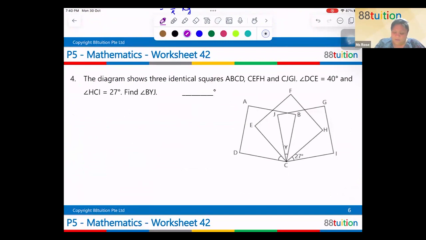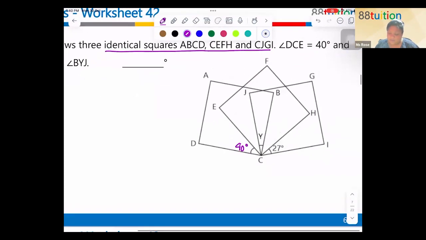Okay, now take note, they are all identical squares. So all these are identical squares, so this is your 40. I'm just going to enlarge this so that you all can see and I also can see. Okay, can you see that? I'm going to highlight the square. Okay, can you see that this is part of the square? So that is your 90 degrees.